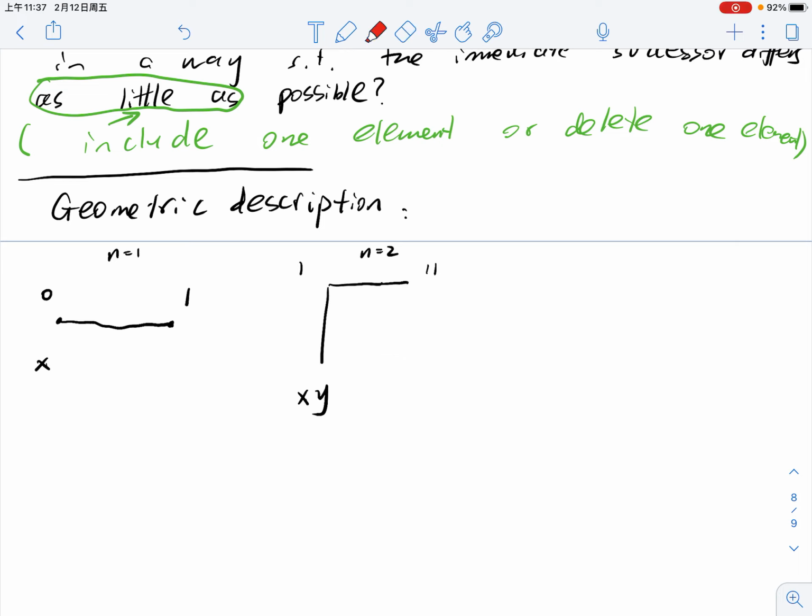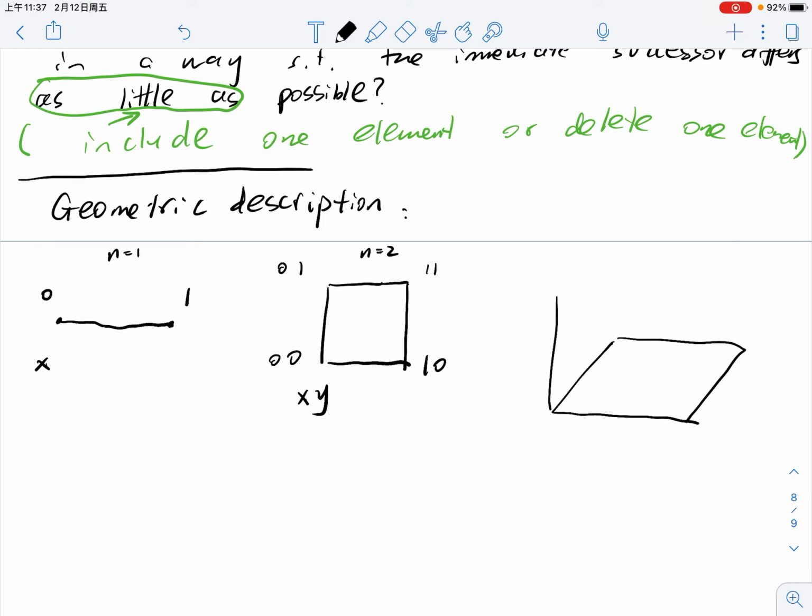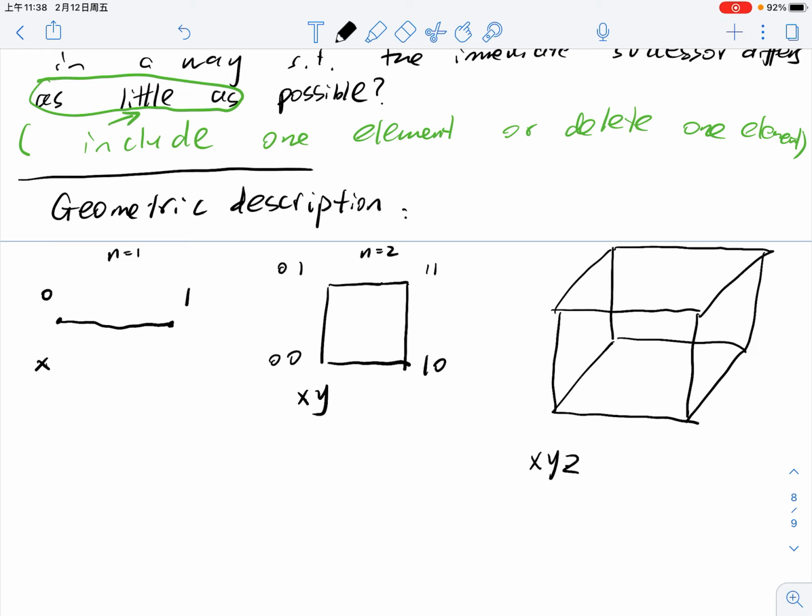Let's omit the parentheses for convenience. Okay, and then in dimension 3, you can do the same thing in the XYZ space.